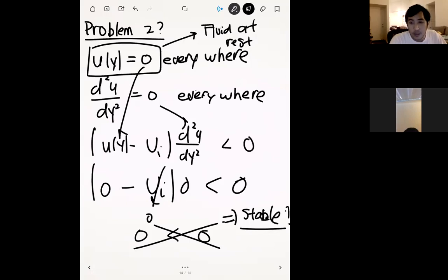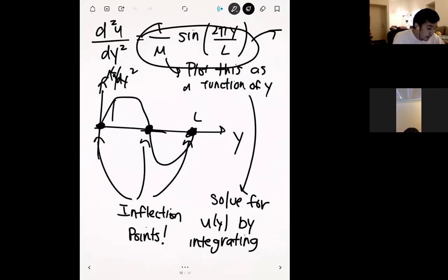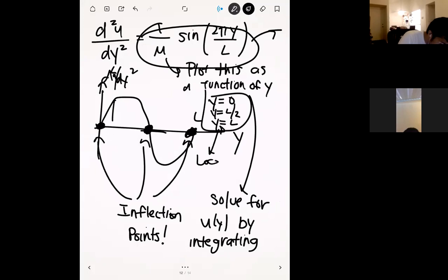Right. So the question is, in the previous example, how do we get u_I by plugging in the values where the sine term was equal to 0? That's a good question. So to get u_I, we basically know that the second derivative is going to be equal to 0 at 3 locations. Okay. So the 3 locations are y equal to 0, y equal to L over 2, and y equal to L. These are the locations of the inflection points.